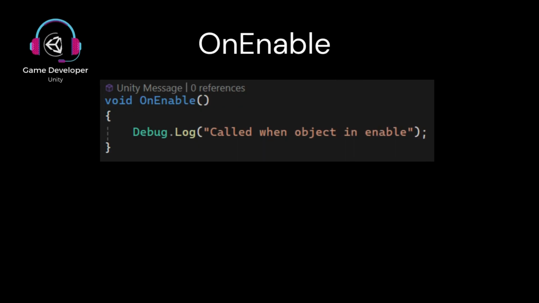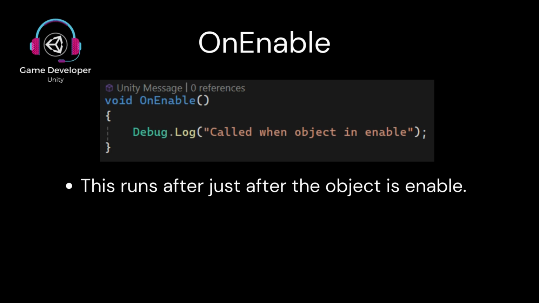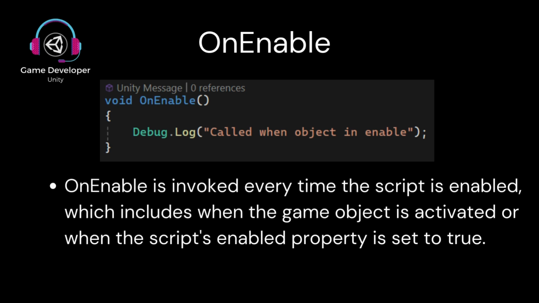Next, we have OnEnable. This runs just after the object is enabled. So, if your script component is attached to a game object, this function will be triggered. OnEnable is invoked every time the script is enabled, which includes when the game object is activated or when the script's enabled property is set to true.